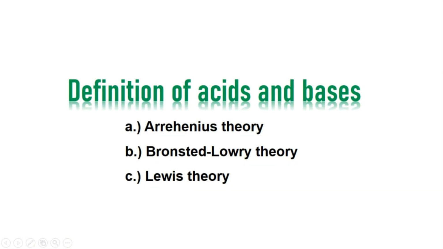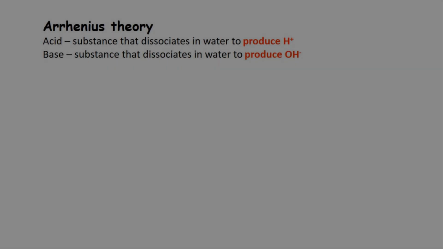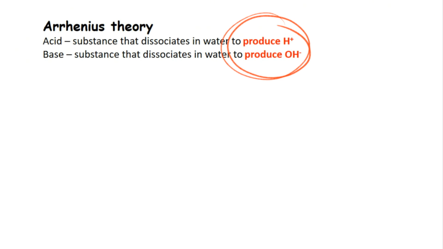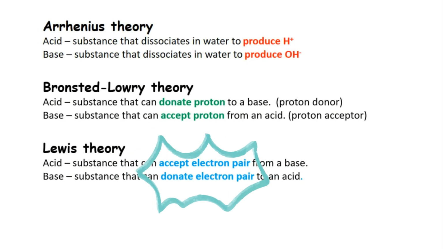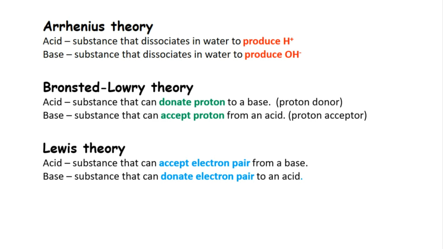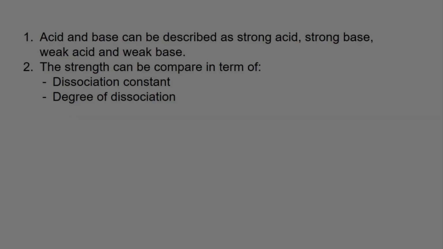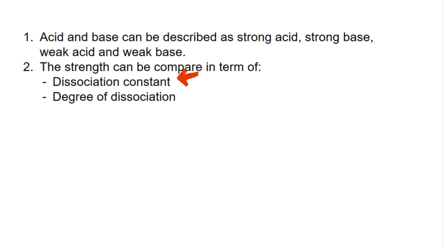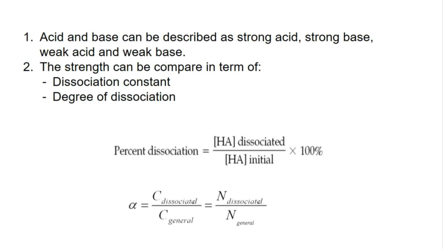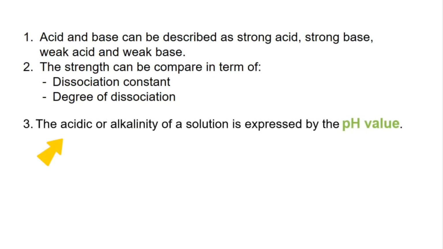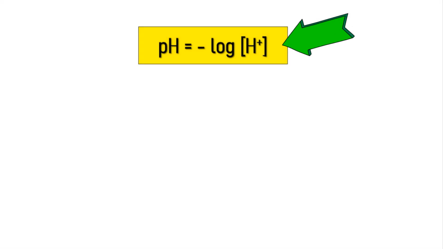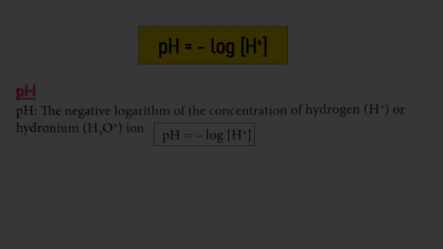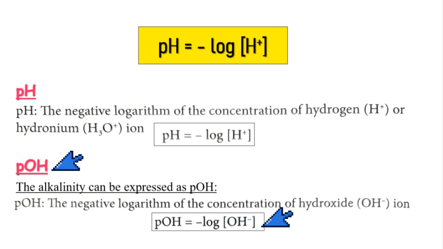Now, let's look at the definitions of acid and bases. The strength of the acid or bases can be compared in terms of dissociation constant and degree of dissociation. However, the acidity or alkalinity of a solution is expressed by the pH value. To calculate the pH of the solutions, we need to use this formula. This is the pH formula and the definitions for pH and pOH.